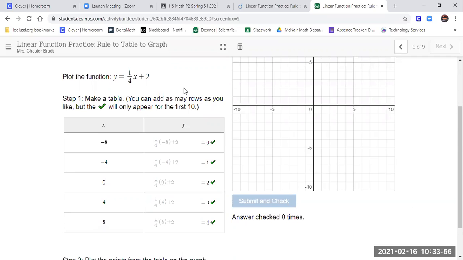We picked the 4s because the bottom was a 4. If the bottom was a 3, we pick 3s. If the bottom is a 7, we pick 7s. We go by whatever the bottom tells us so that we don't have fractions because we don't like them.